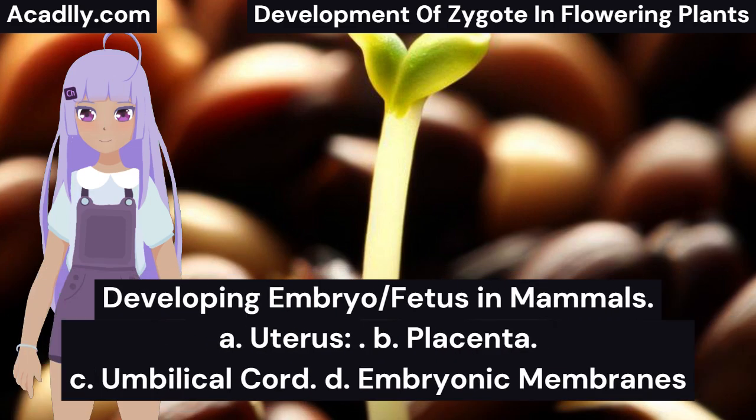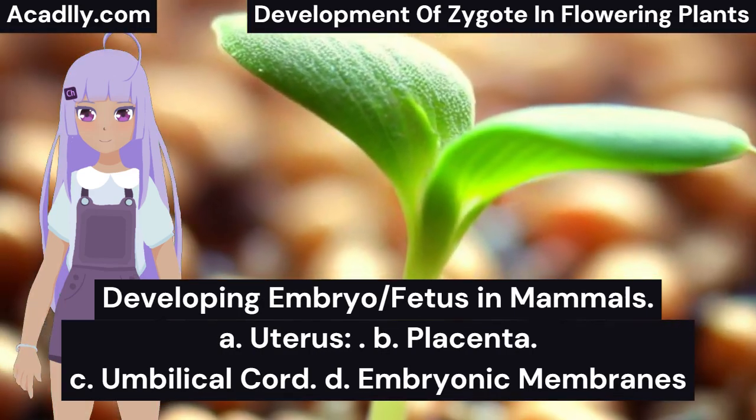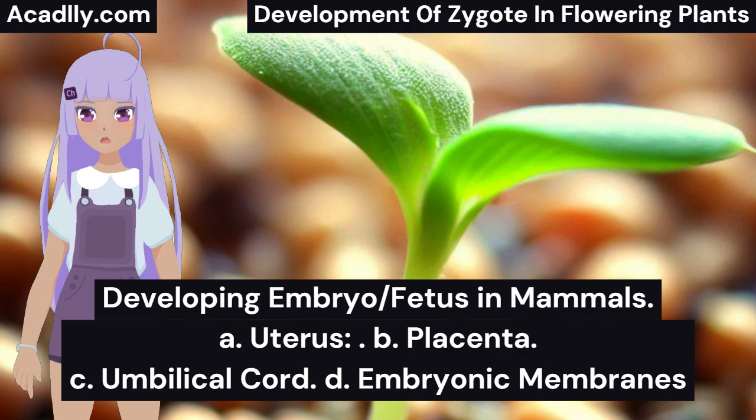A. Uterus. After fertilization in the oviduct, the embryo implants itself in the uterine wall. B. Placenta. It forms the connection between the embryo and the mother in mammals. The placenta transports oxygen, water, and nutrients from the mother's blood to the embryo and eliminates waste products from the embryo's blood. C. Umbilical cord. It attaches the embryo to the placenta, carrying the blood of the fetus to and from the placenta. The mother's and fetus's blood supplies remain separate.